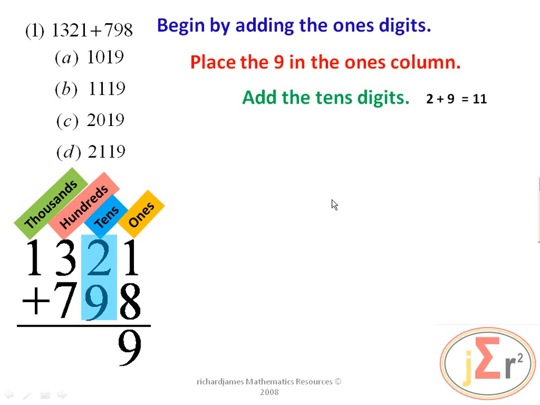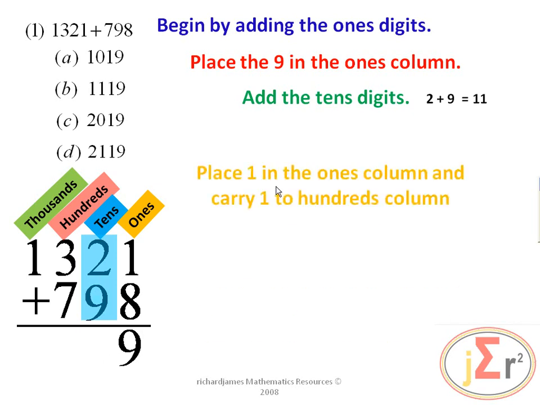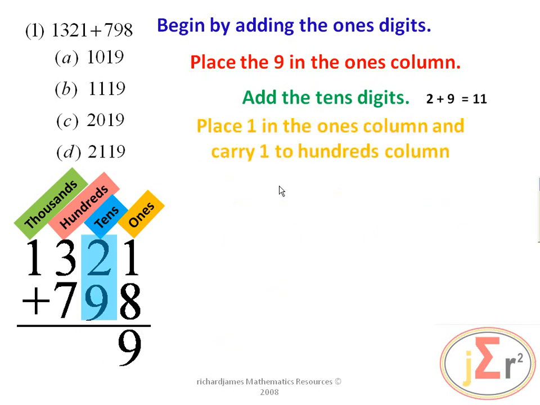Right. So according to what Jerry Lewis explained, we should put 1 down. So place 1 in the ones column and carry 1 to the hundreds column. Why is that so? Why do we do that? We do that because when we add the 9 and the 2, the result is 11, like what we have right here.